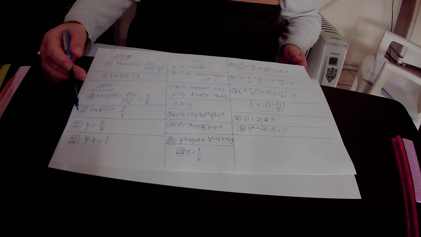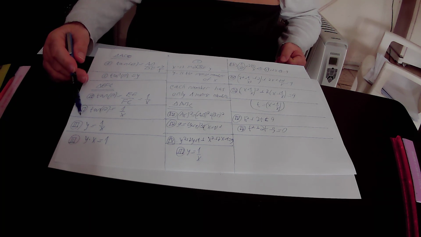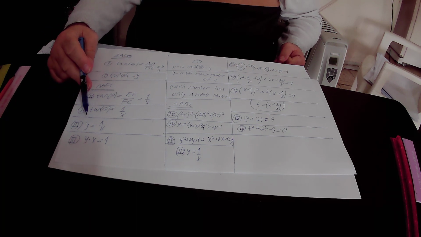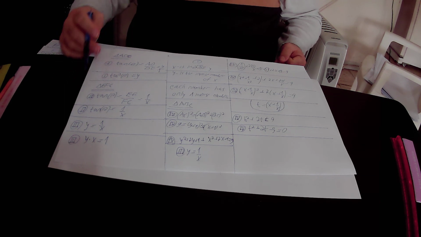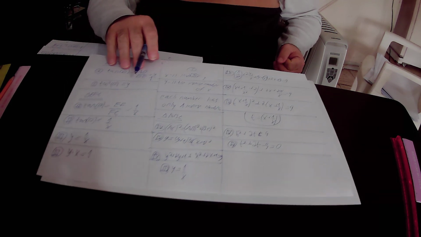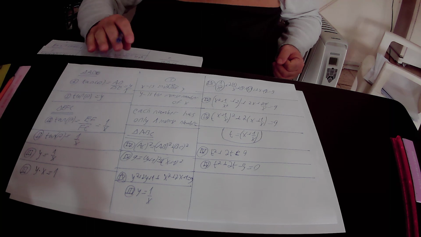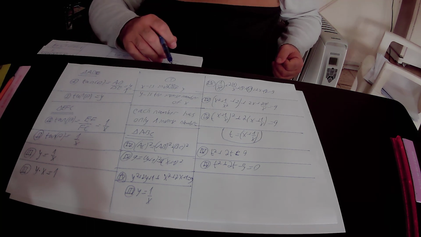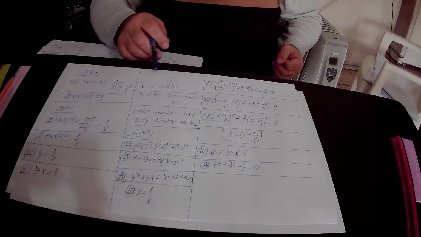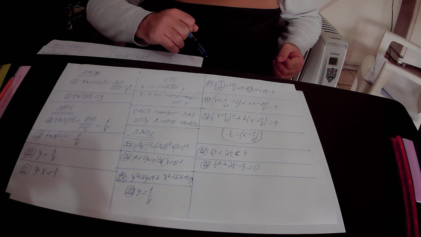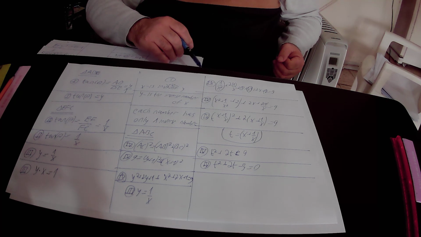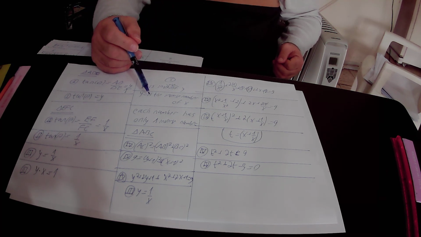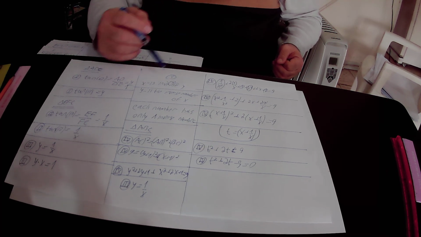Here we multiply equation number 3 by x, and we got that y times x equals 1. Whenever the multiplication of two numbers equals 1, it means that x is the inverse number of y, and y is the inverse number of x. And we have the rule that each number has only one inverse number.